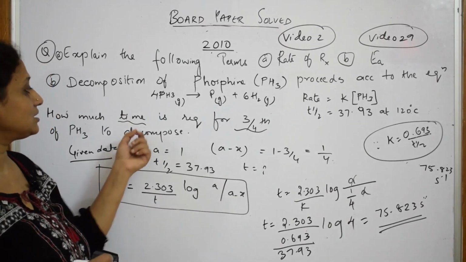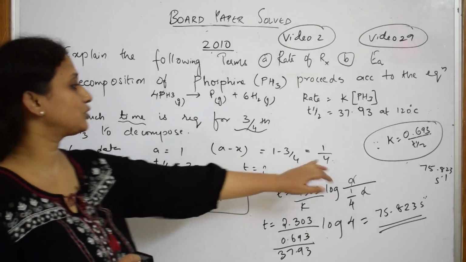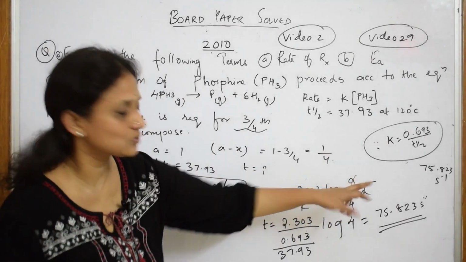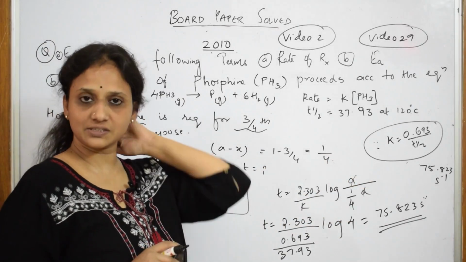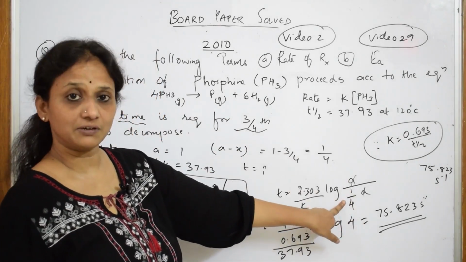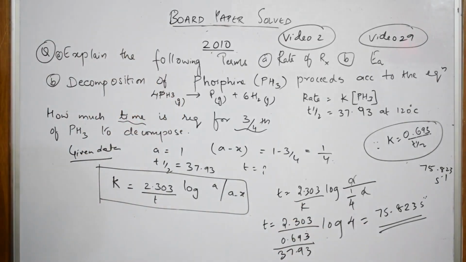Because they have said how much time is required for 3/4 of decomposition, correct? So the leftover part I have to find out, isn't it? A minus X. So A I've considered as 1, because the total is 1, minus 3/4. So I've got this answer, 1/4. And after that, I've substituted the values in this. Finally, I've got the answer.